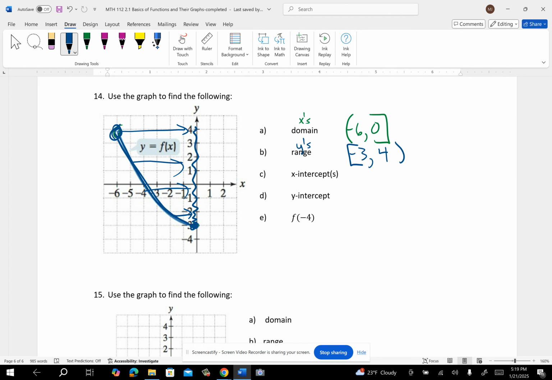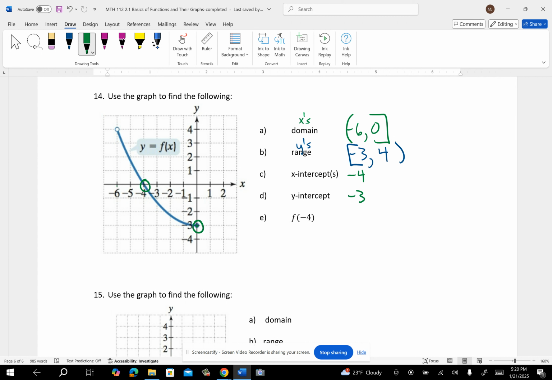Now for x-intercepts, I need to look at this more carefully. Let me erase that so I can see it. For x-intercepts, I'm just looking for where it crosses the x-axis. That would be at -4. For y-intercepts, I'm looking for where it crosses the y-axis. That would be here at -3. It was a closed dot, so that's why I can say -3. If it had been an open circle at -3, I would have had to say there's no y-intercept.